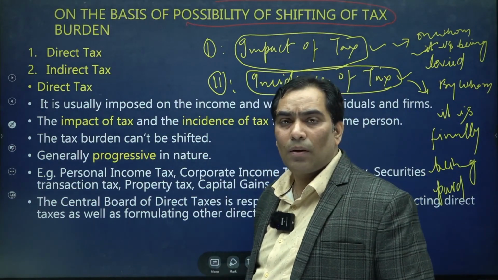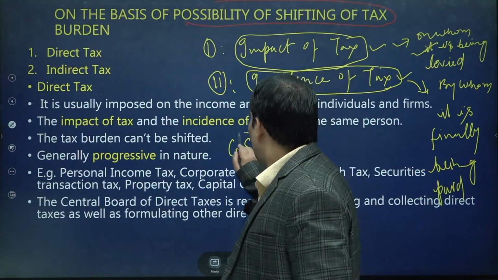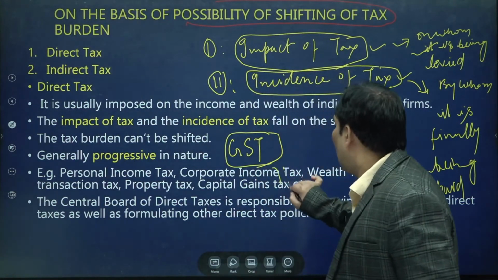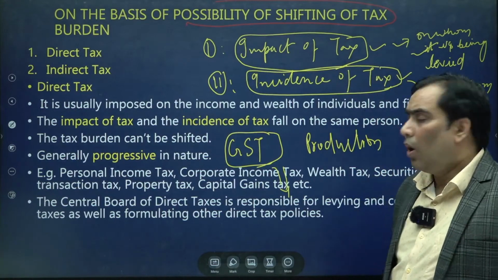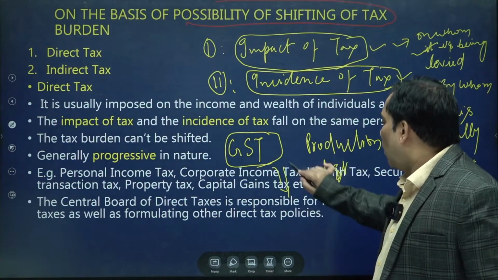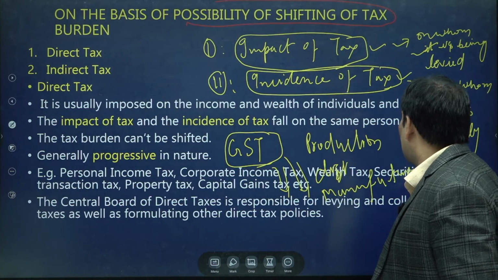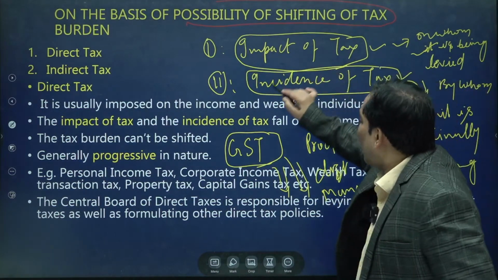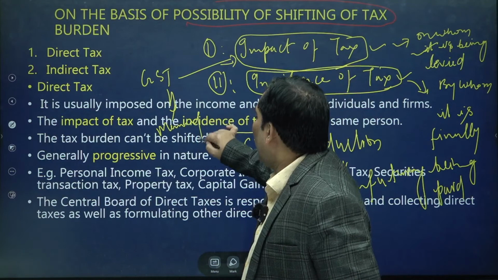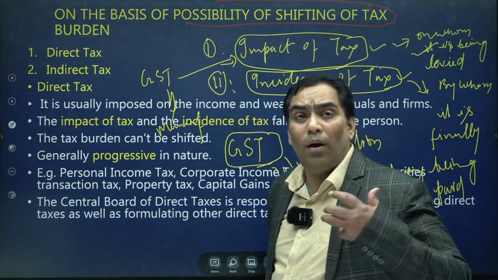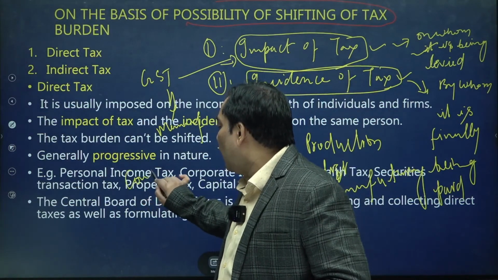Like in case of GST, that GST is being paid at the production stage or distribution stage, on the manufacturer of the goods or services. So the impact of tax in case of GST is on the manufacturer, but the manufacturer is not going to bear the burden of GST. Who is going to bear the burden finally? The ultimate consumer.